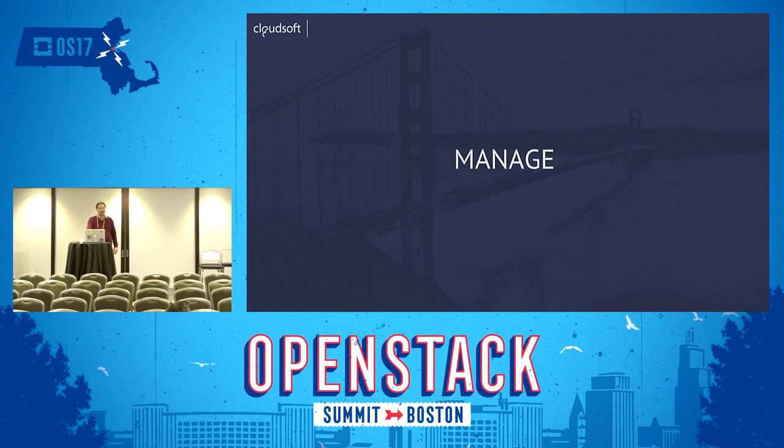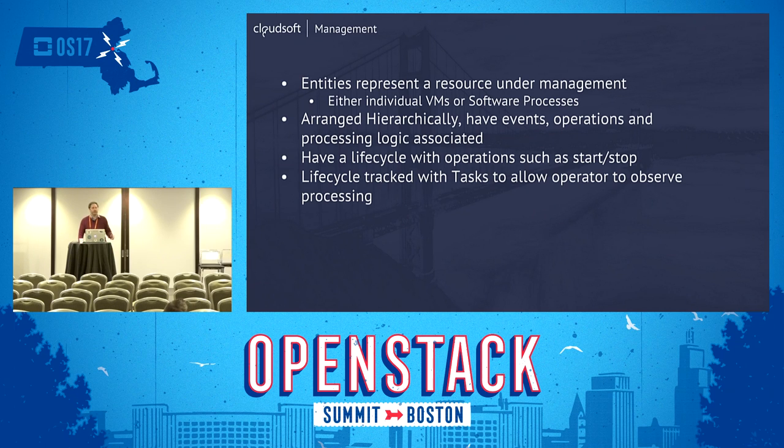So on to management. After all, this is one of the key reasons for using Apache Brooklyn. I just want to explain a couple of key abstractions. The main abstraction that we use is called an entity, which just represents a particular resource under management, whether that's a particular virtual machine or a software process. These are arranged in a hierarchical fashion, and they have events and operations with processing logic. They also have a life cycle, such as start, stop, and these are tracked with tasks, and that allows operators to look inside the service and see how it's been processing up to this point.